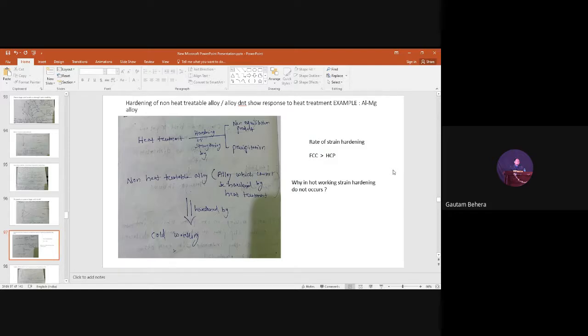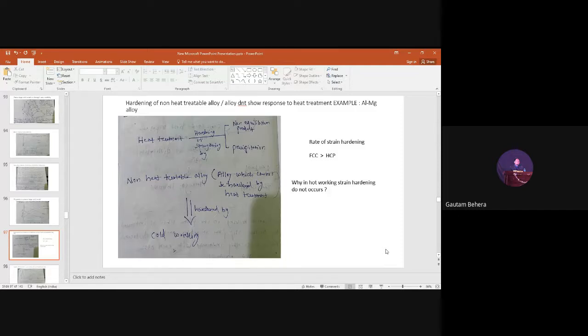Another interesting point here about strain hardening is what? We can have some alloys which are heat treatable, and we can have some alloys which are non-heat treatable. It may be a steel, it may be an aluminum alloy, or it may be some other alloys, right? So heat treatable alloys, you understand.